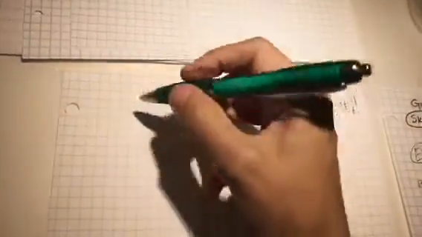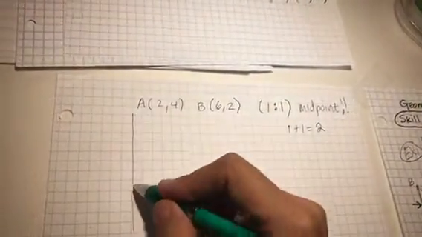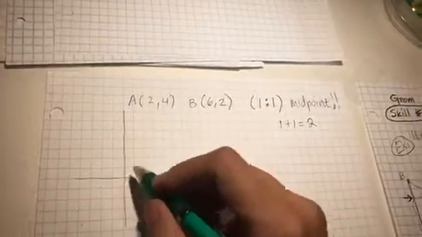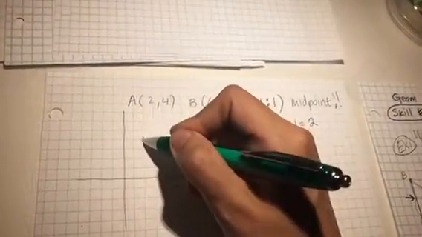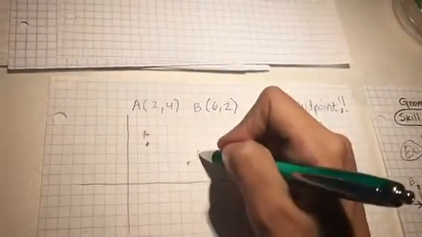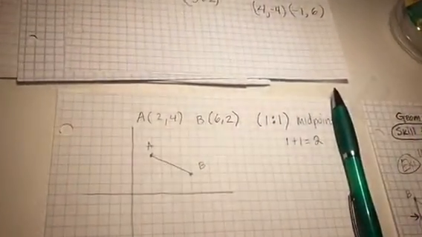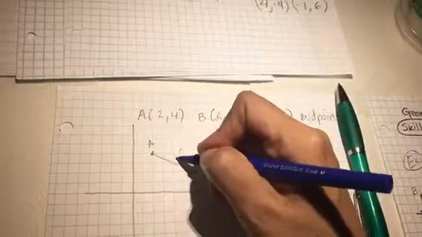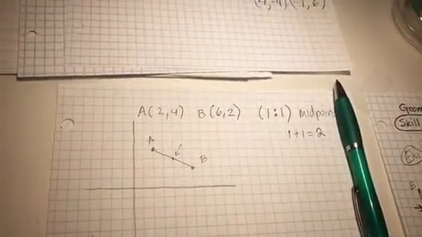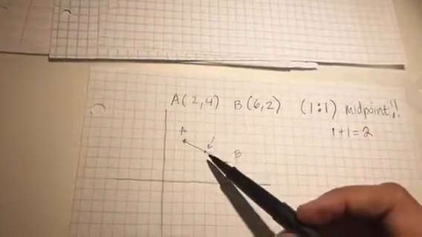Okay, so let's try that out. I'm going to go ahead and graph it. 2, 4, and 6, 2. So 2, 4, 6, 2. Just guessing, I think it's right here. I think this is the coordinate I'm looking for. That looks like the middle. But I can't be positive. I should probably do some math first.